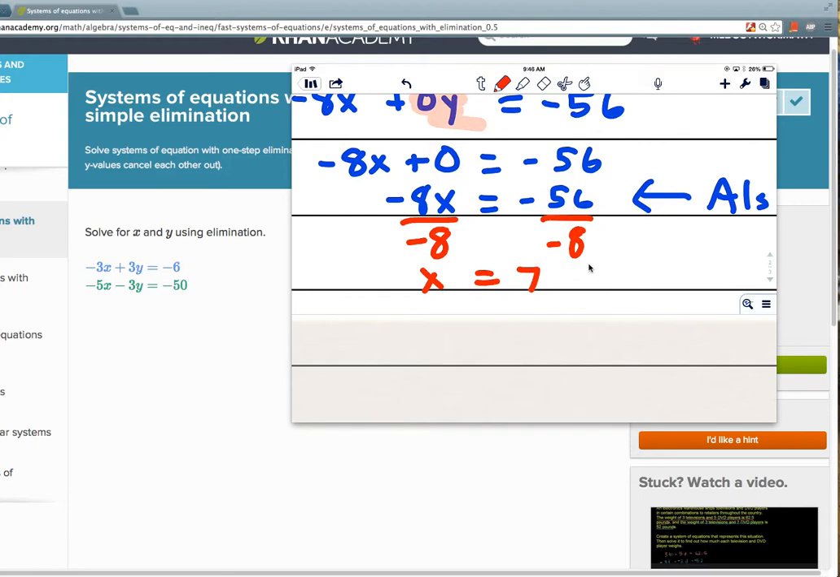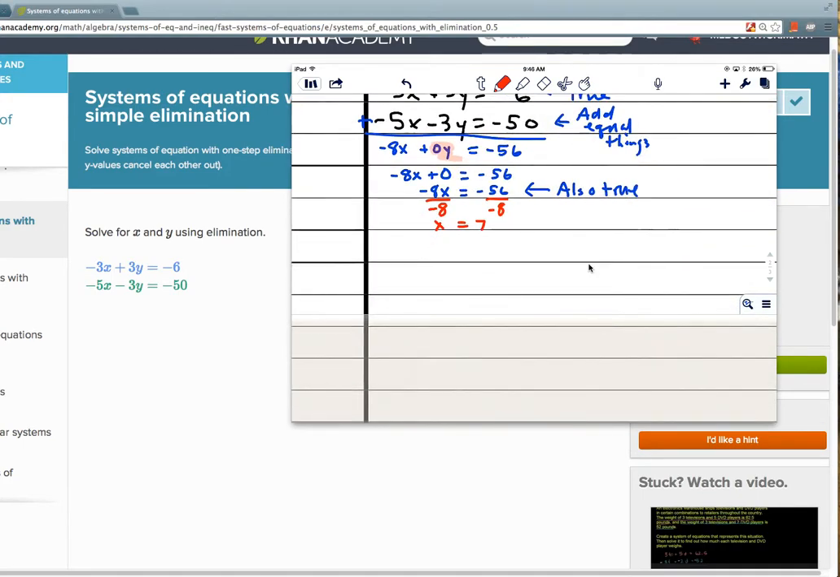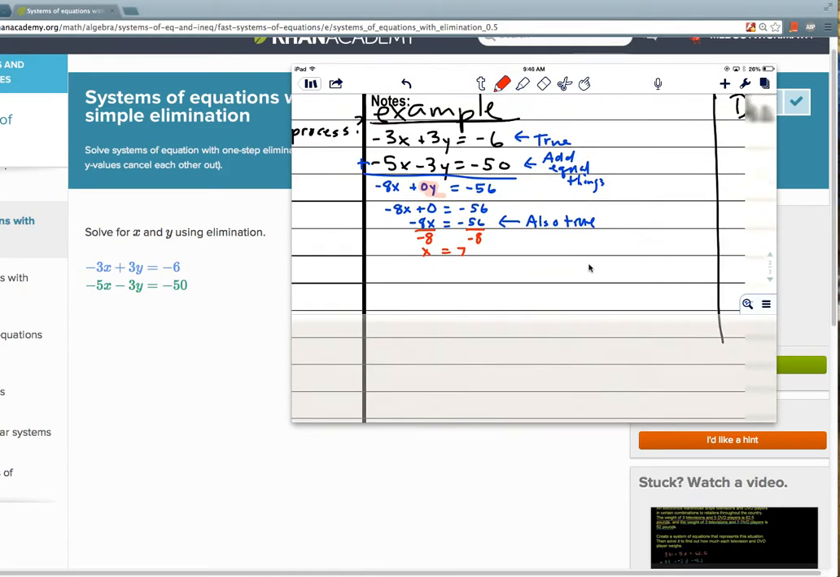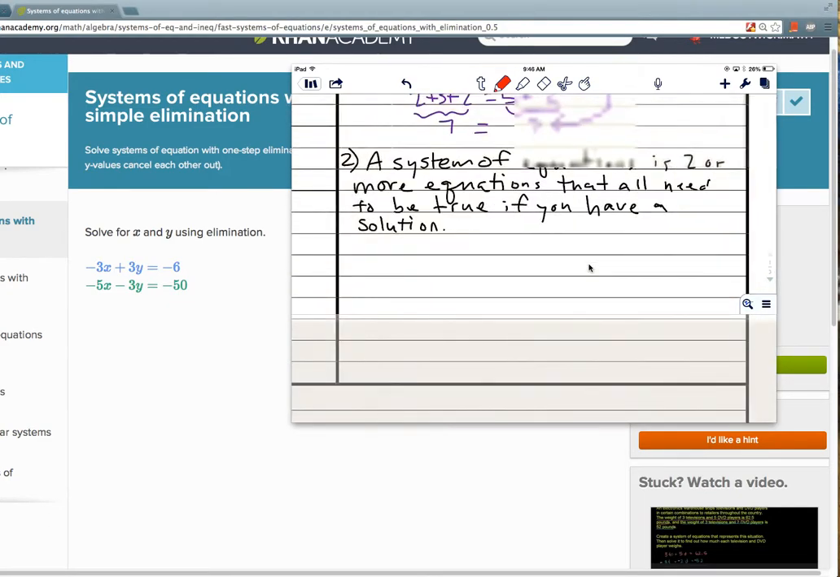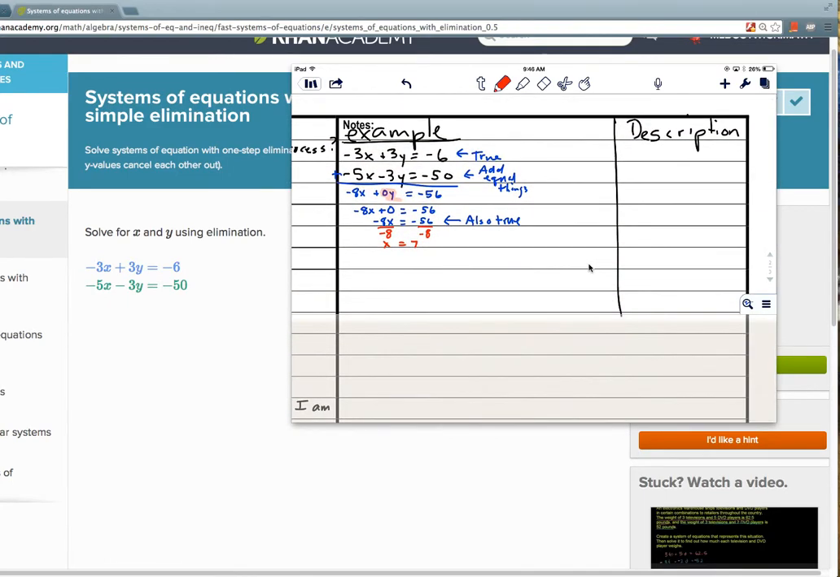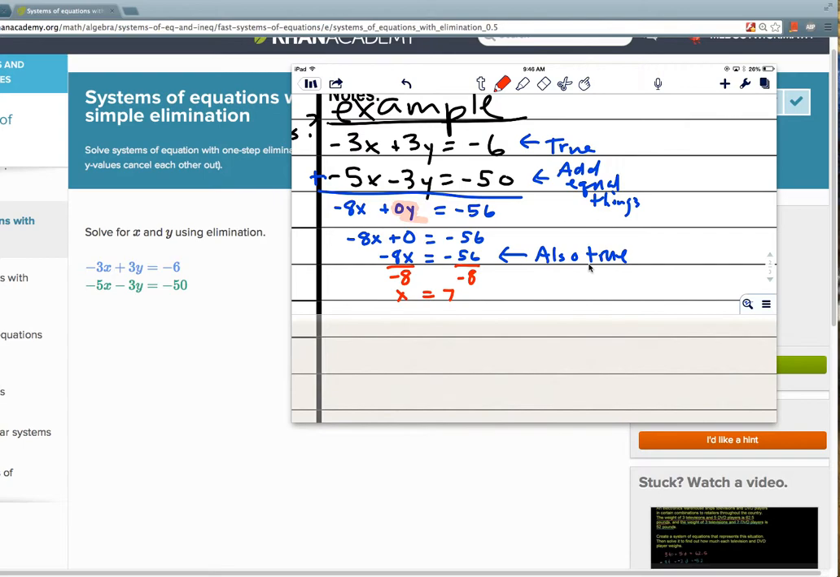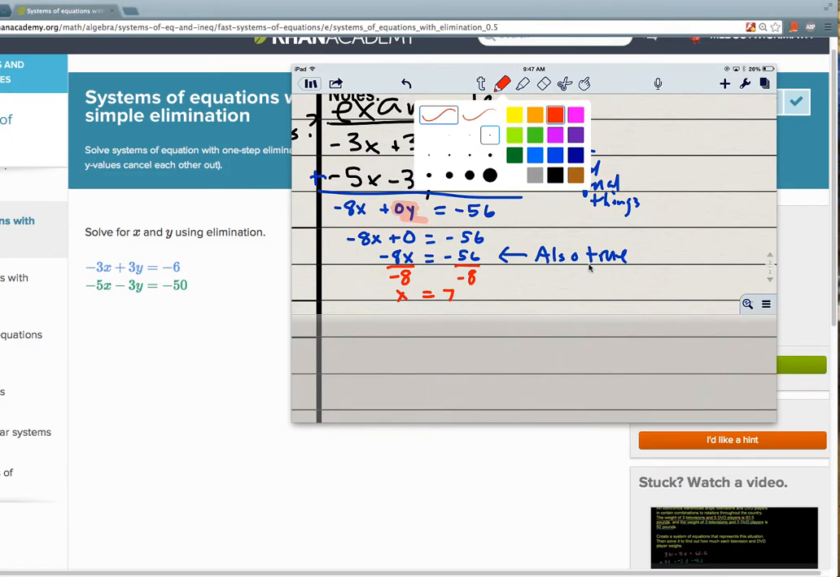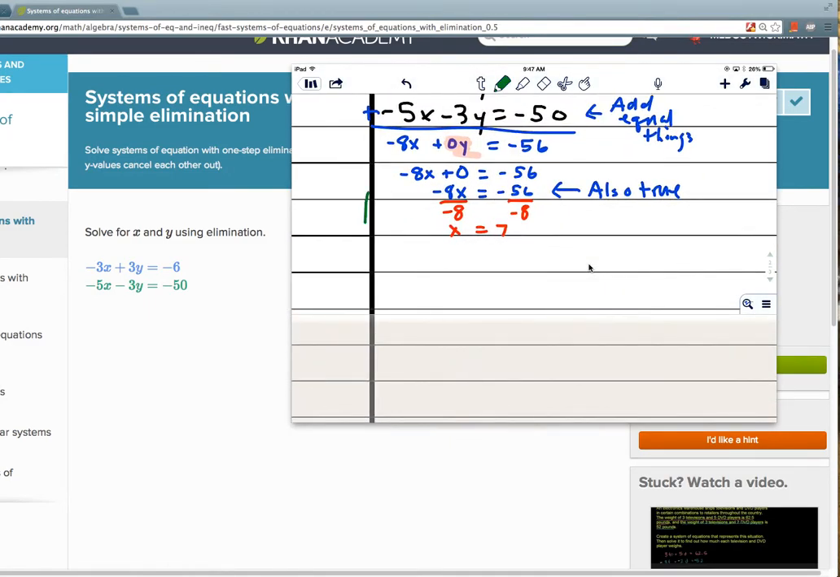All right, so when I am looking at this, my equation started out with x and y, and so if you think back to this definition of a system of equations, it's two or more equations that all need to be true if you have a solution. In order for both equations to be true, I need to know something about both x and y. And so I'm going to do a little bit more work in order to find y, and I'll do this step in green just to distinguish it.